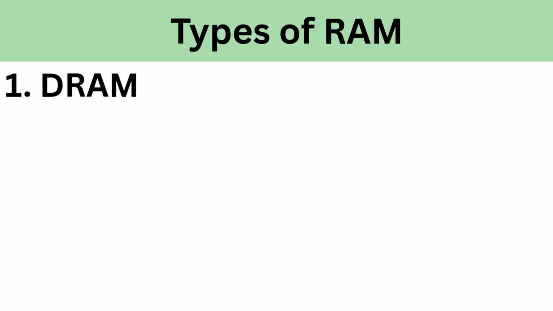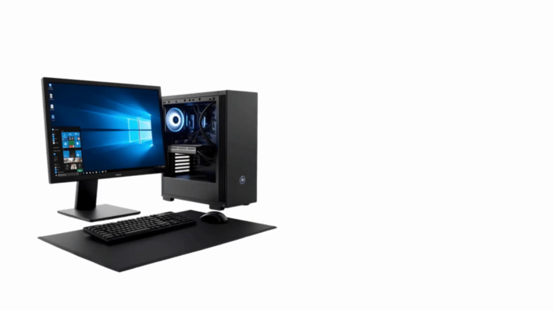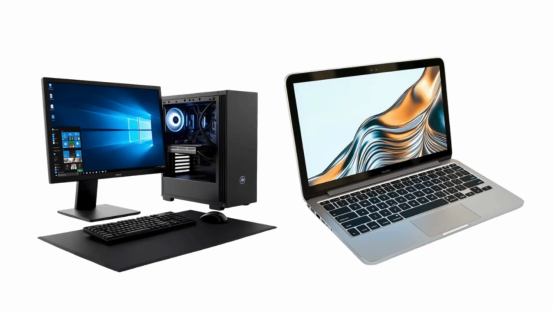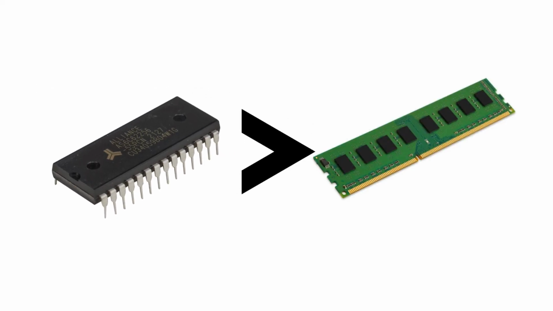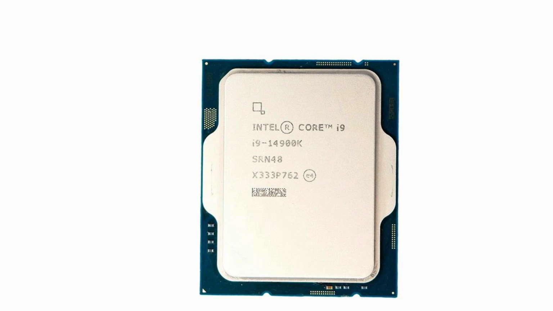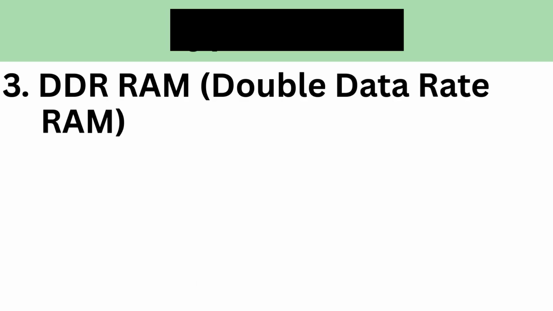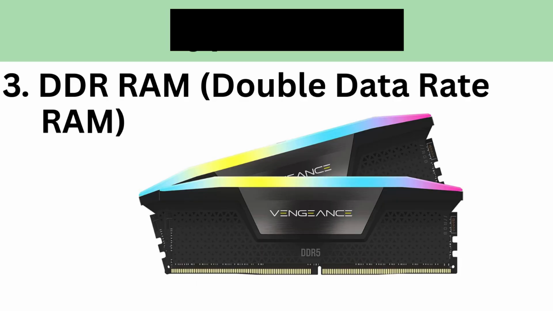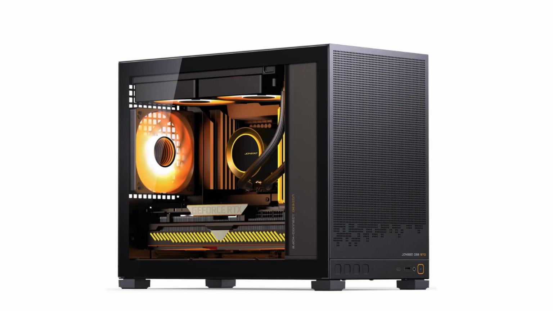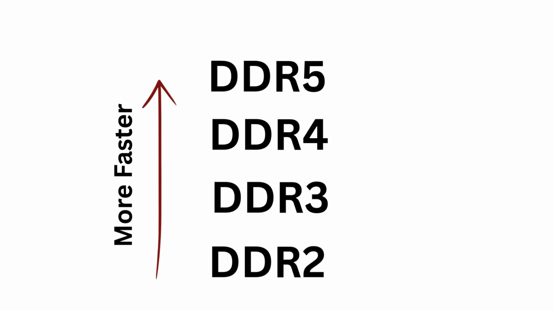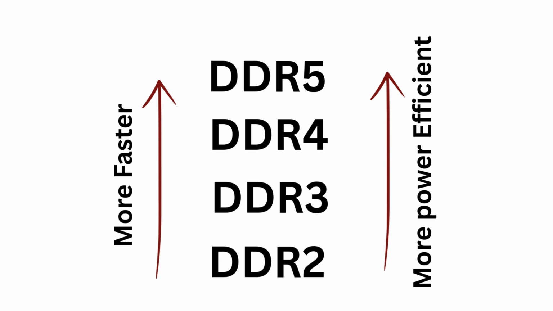Now let's move on to types of RAM. There are different types of RAM. 1. DRAM, the most common type, used in computers and laptops, needs constant refreshing. 2. SRAM, static RAM, faster than DRAM, more expensive, used in CPU cache memory. 3. DDR RAM, double data rate RAM, used in modern systems: DDR2, DDR3, DDR4, DDR5. Each generation is faster and more power efficient than the previous one.